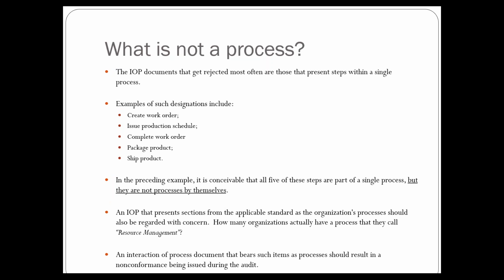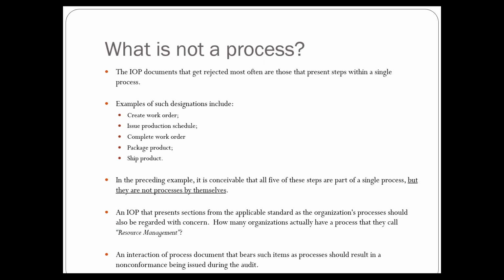The interaction of process documents that get rejected are most often because they present steps within a single process. So they're not necessarily looking at the system as a whole and identifying all of the processes and how they interrelate. They're perhaps focusing on one single process, such as production or an equivalent, and breaking down the individual steps it takes to achieve that one process.